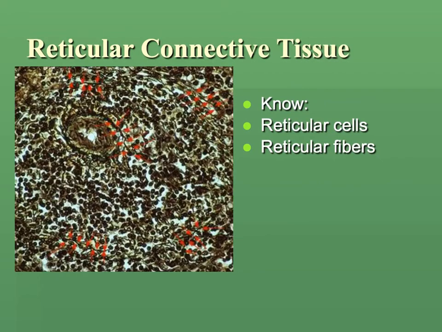Here we have the reticular connective tissue. Now it is stained dark. You'll see the little dots being the reticular cells. It's typically found associated with the liver. And any of the little lines that you see that are connecting to it, those are all the reticular fibers. So identify reticular fibers, reticular cells, and reticular connective tissue.